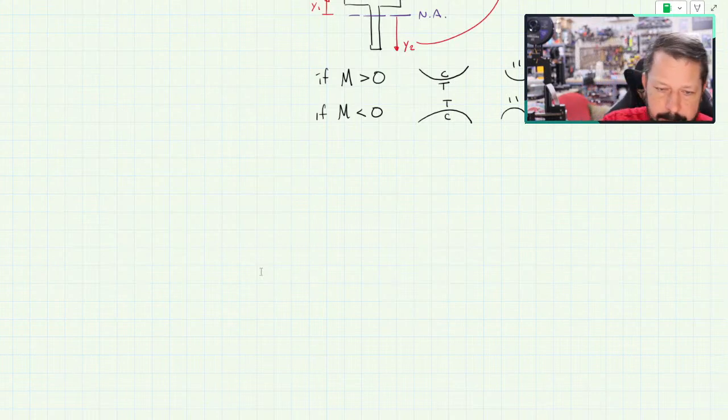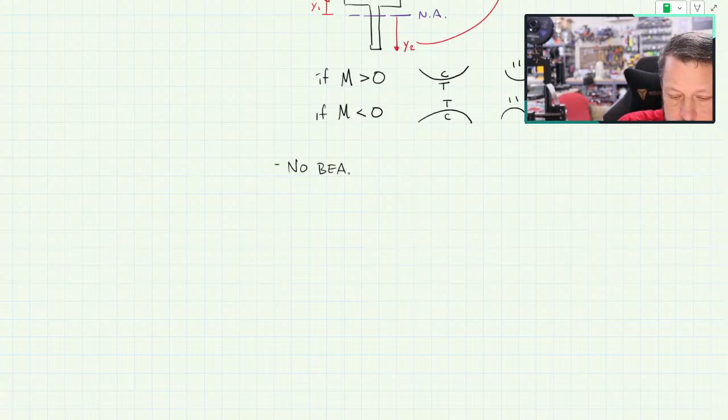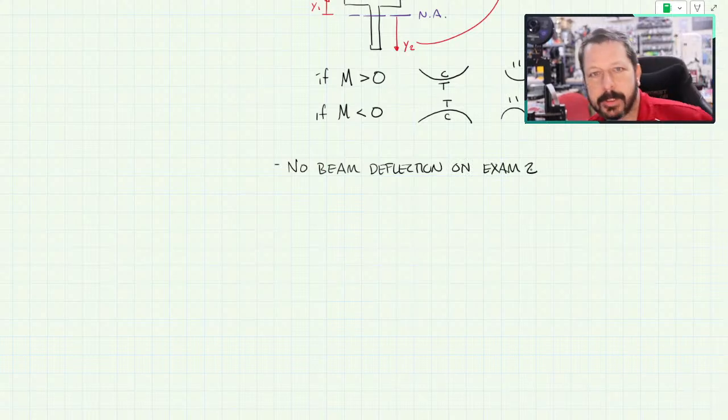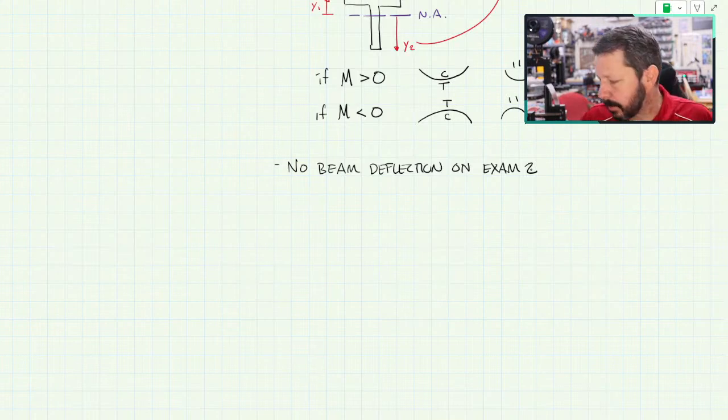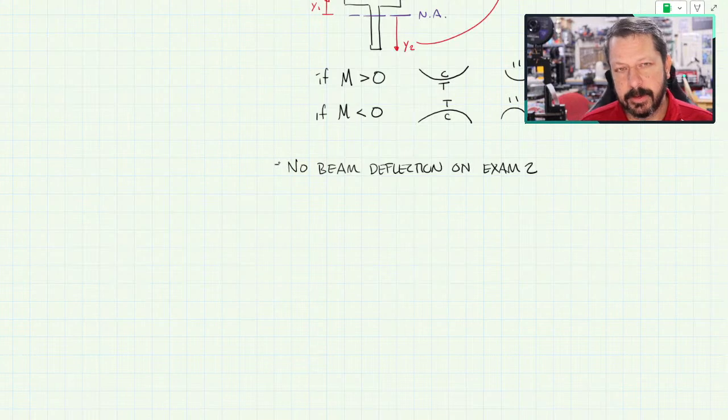But there is no, I will even write that down, no beam deflection on exam 2. For one thing, those are the ones I had to give you a pre-recorded video for. You do have some WebWork homeworks that are beam deflection, but they're not on exam 2. There might be one on exam 3, but they're just too recent for them to be on exam 2.